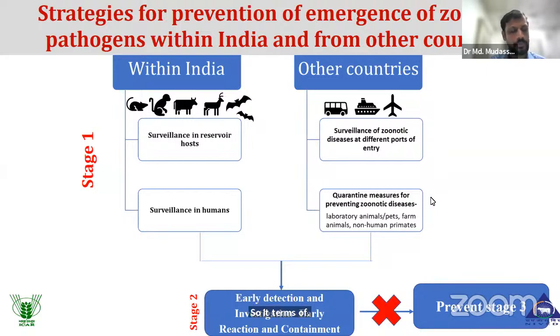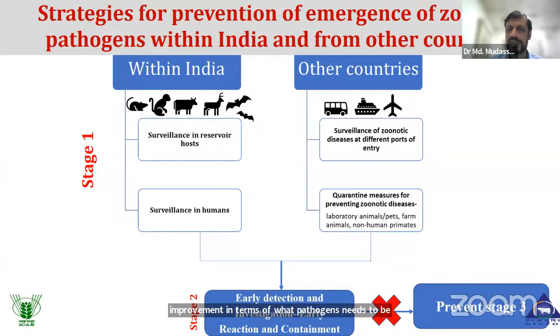In terms of other countries' point of view, there is always a risk of getting diseases from other countries also. It's not that the risk of zoonotic diseases is only within the country, there is also a risk of diseases coming from other countries. Surveillance of zoonotic diseases is present at the ports. They call it port surveillance, but there is still a lot of scope for improvement in terms of what pathogens need to be detected and how it should be done.